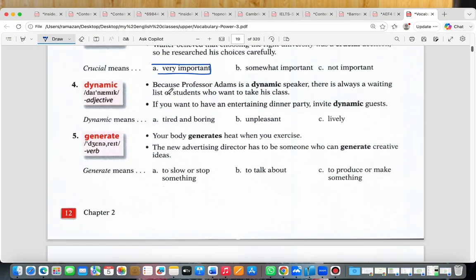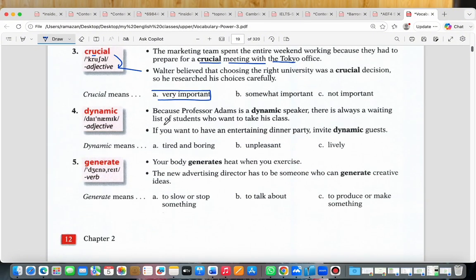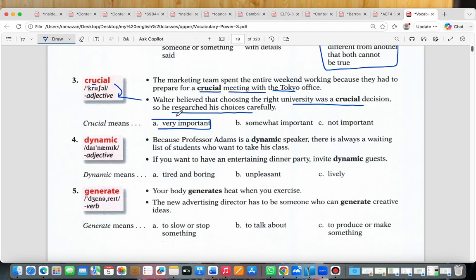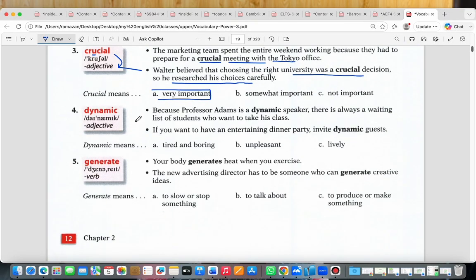The other example we have got here is Welter believed that choosing the right university was a crucial decision, so he researched his choices carefully. I hope you got this. Now let's go for the fourth word, dynamic.